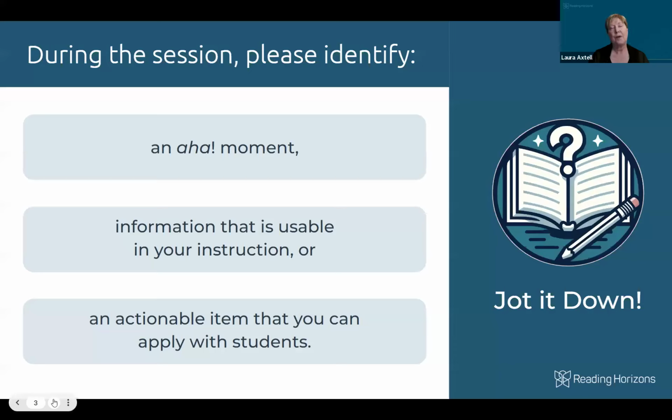So as we're going through, as I mentioned, there's going to be quite a bit of content. But it's really helpful if you can pick one or two things that are kind of an aha moment or something that you think is usable right away in your instruction or something that you can apply with your students that maybe you weren't doing before. And we'll try and get as many of those things at the end of the webinar as possible, because again, that's very helpful to see what do people find useful.